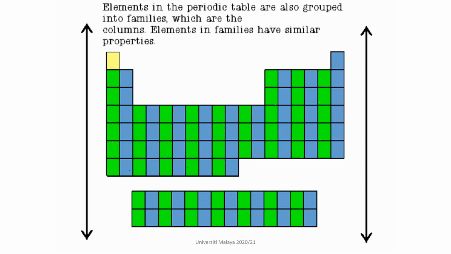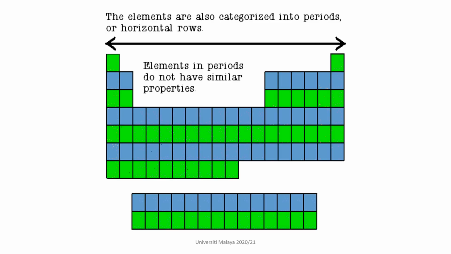Elements in the periodic table are also grouped into families, which are the columns. Elements in families have similar properties. All the elements in a specific column have similar properties. The elements are also categorized into periods or horizontal rows. Elements in periods do not have similar properties, unlike the elements in a column.